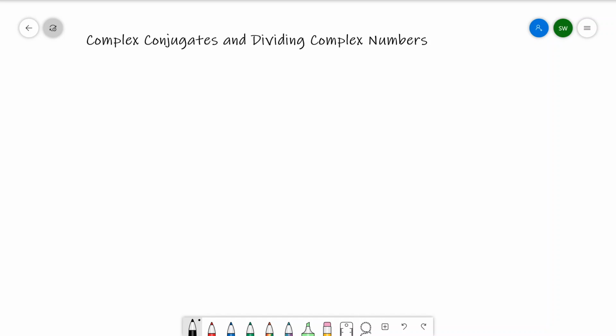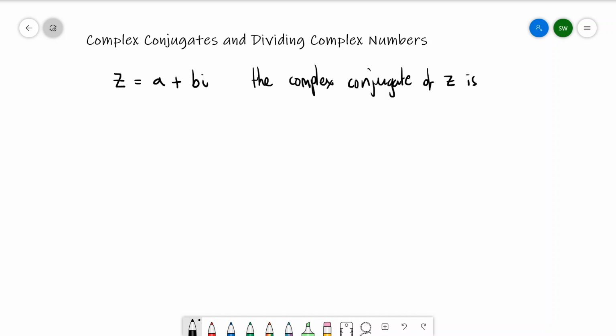In this section, we're going to look at what a complex conjugate is, and we're going to look at how to divide complex numbers. So let's say we've got a complex number, z, which is a plus bi. Well, this complex number has what's called a complex conjugate. And we denote the complex conjugate by z star. And to get the complex conjugate, we're going to leave the real part as it is.